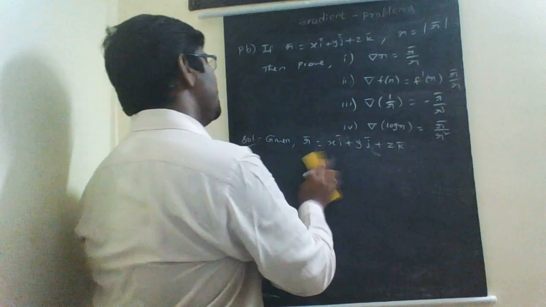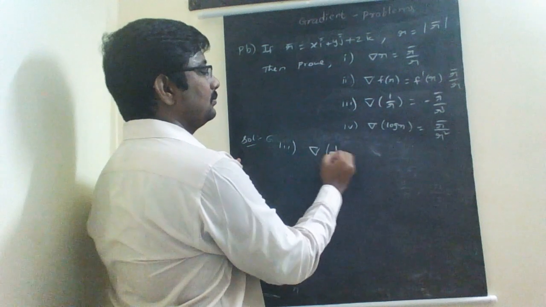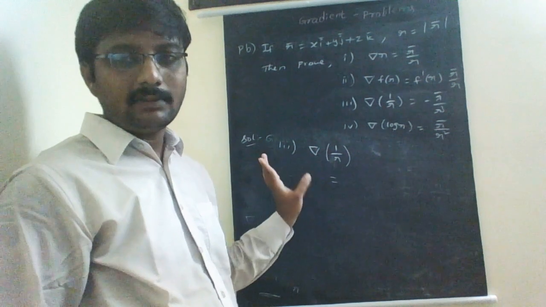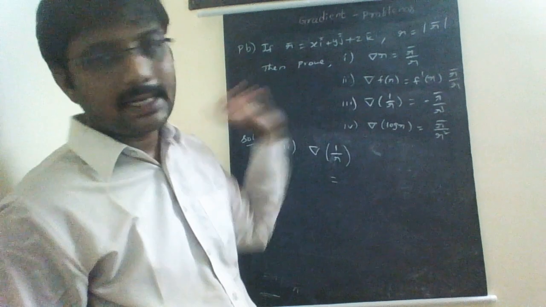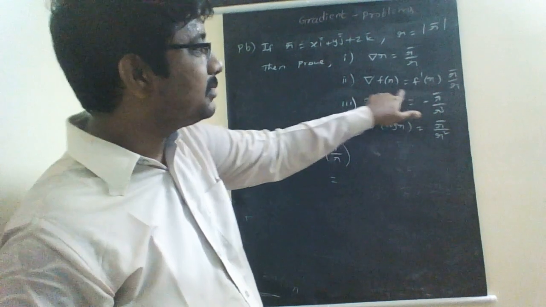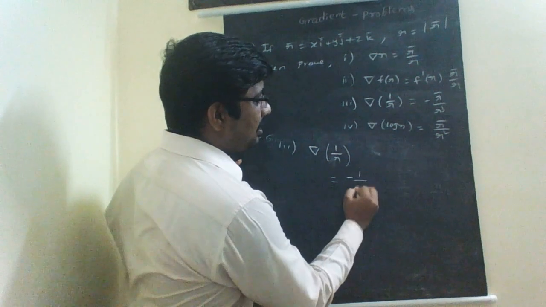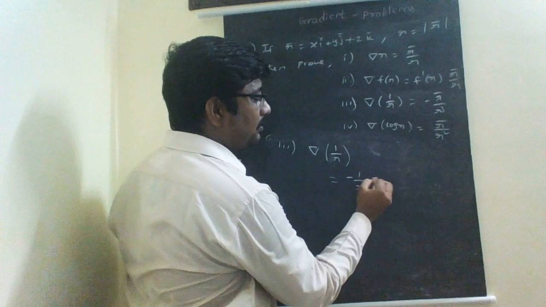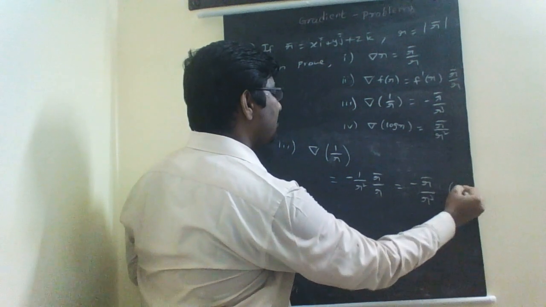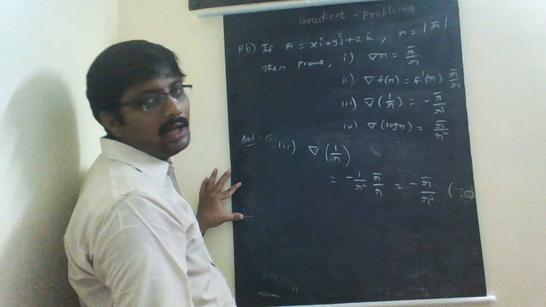Now coming to the third statement. Here the third statement is del of 1 by r. Now it looks like del of f(r). What is f(r) here? 1 by r. Now we can use the second statement. Just we have to take f'(r), which is nothing but the derivative of f(r) with respect to r. So the derivative of 1 by r is minus 1 by r square, and then we have to write r bar upon r. So that is minus r bar by r cube, which is obtained by just taking the second statement.